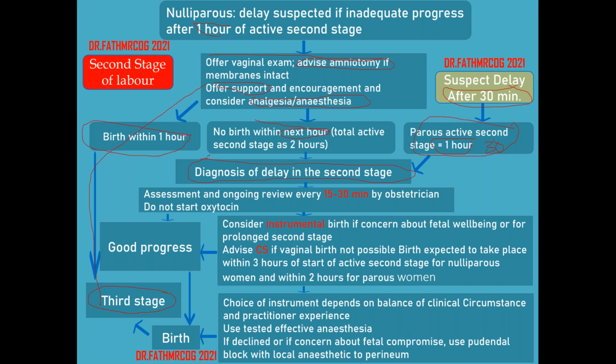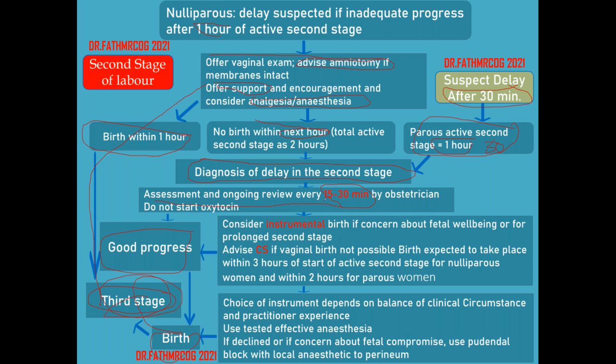If you complete 2 hours of active pushing without birth, this is the confirmed delay in the second stage. What is the next step? You should assess every 15 to 30 minutes. Every 15 to 30 minutes, you should assess this patient, and don't start oxytocin. If there's good progress and there's birth, we will manage as said.